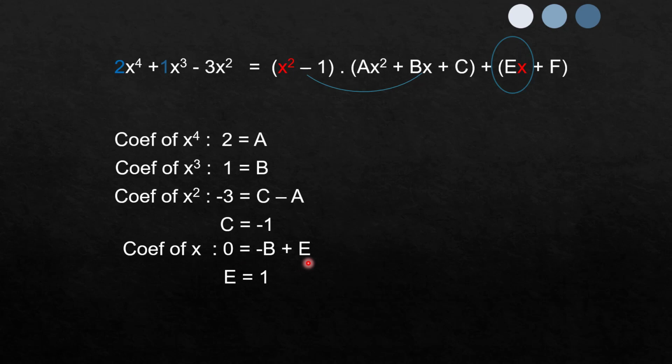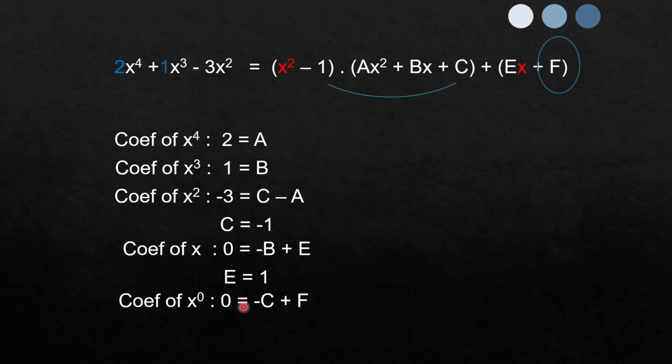We substitute B = 1, so that E is also 1. Last one, for the constant, it is coming from the multiplication of minus 1 and C, and also F. So at the left, 0 is minus C plus F. So we can calculate F is negative 1.